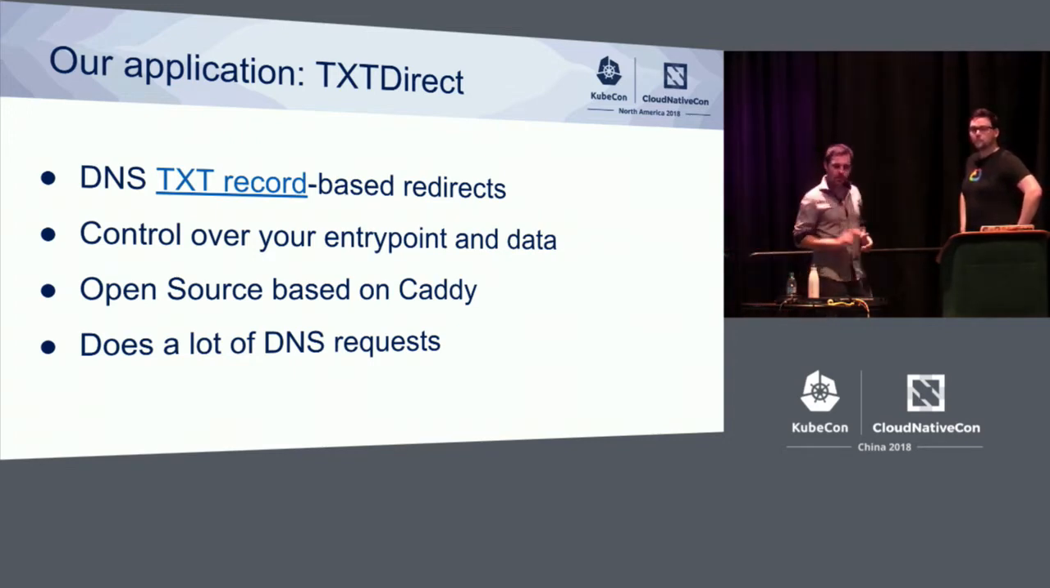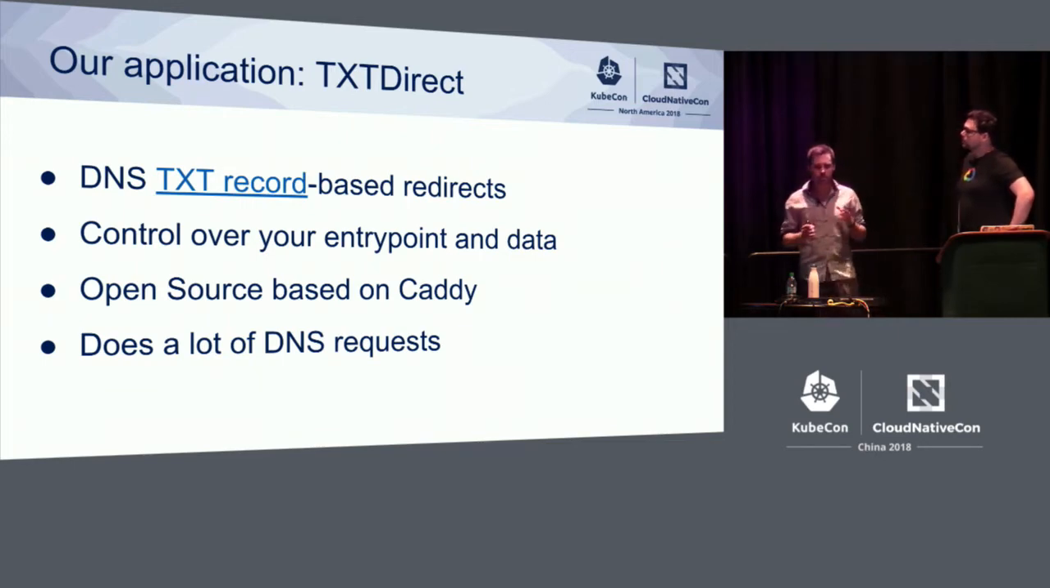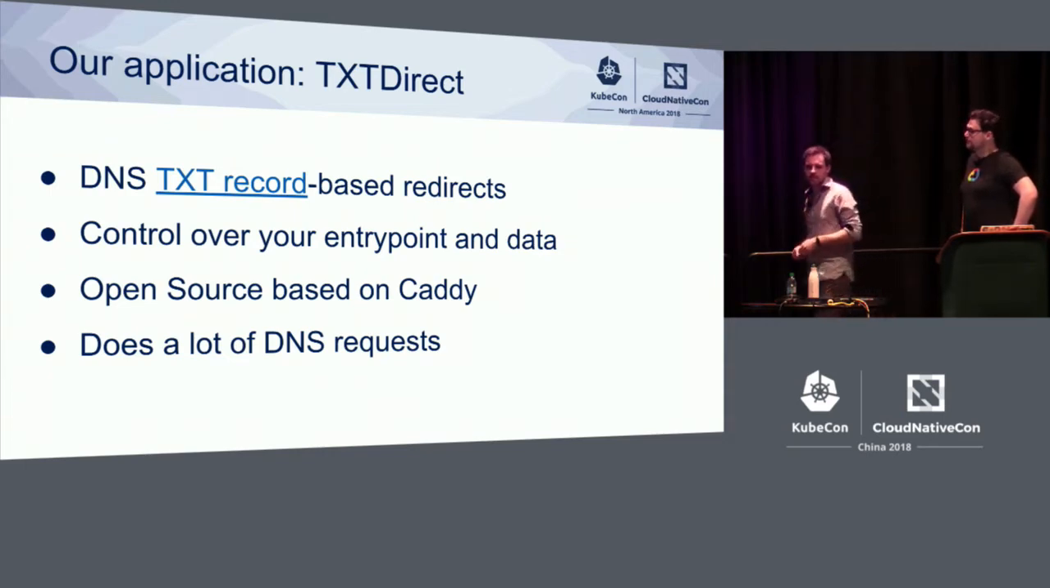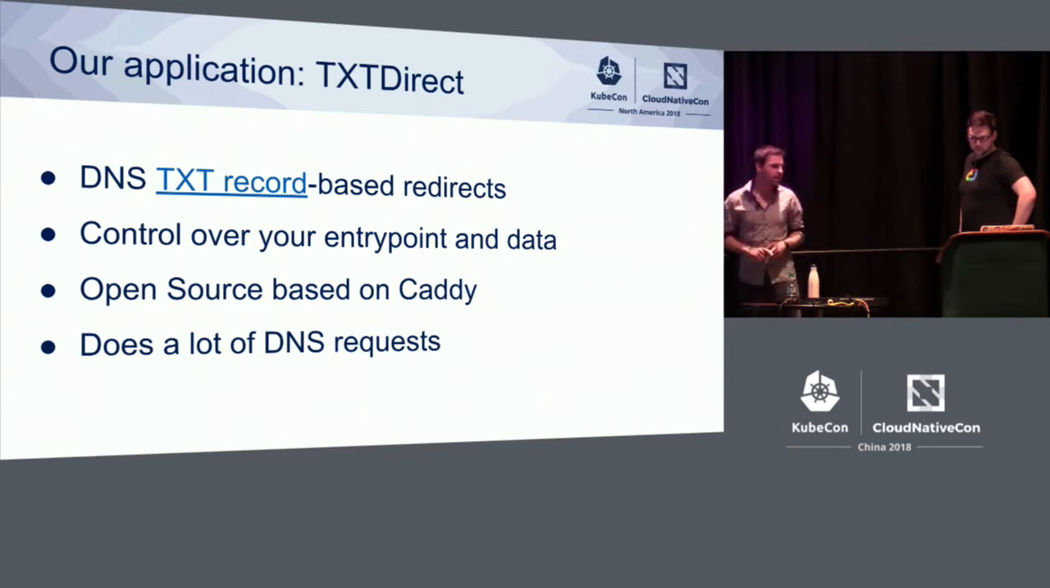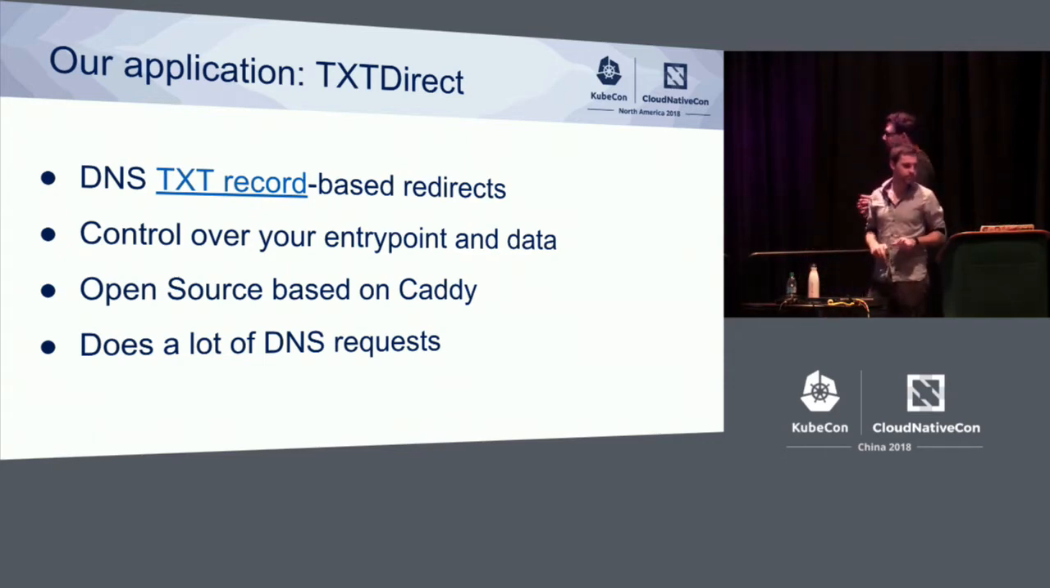On the other hand, for each request, there will also be a request to DNS to fetch the data. This can be cached, so it's not that problematic, but it gives us the ability to get a lot of DNS requests from one single application, which is also more in the real-world application space. So TXTDirect is open source, based on Caddy, so it's just a simple plugin, and we're trying to enable you to run your own redirect or vanity URL shortener.